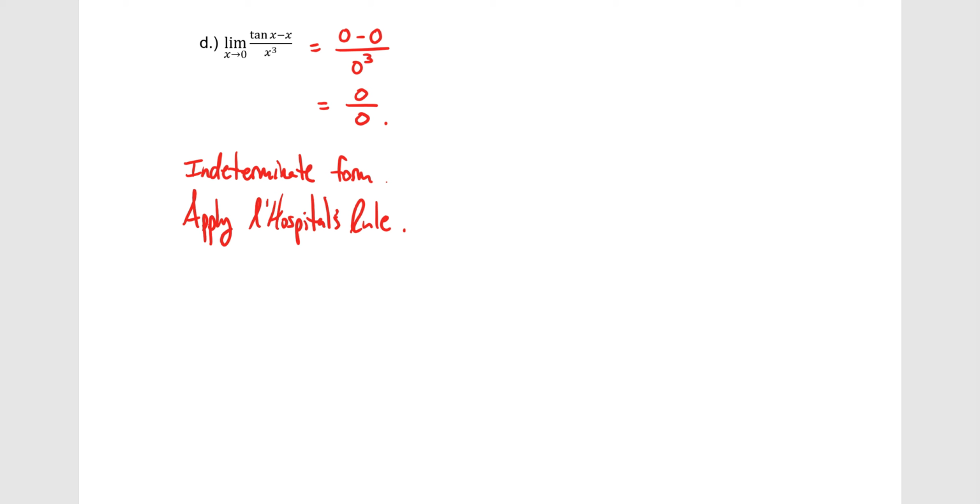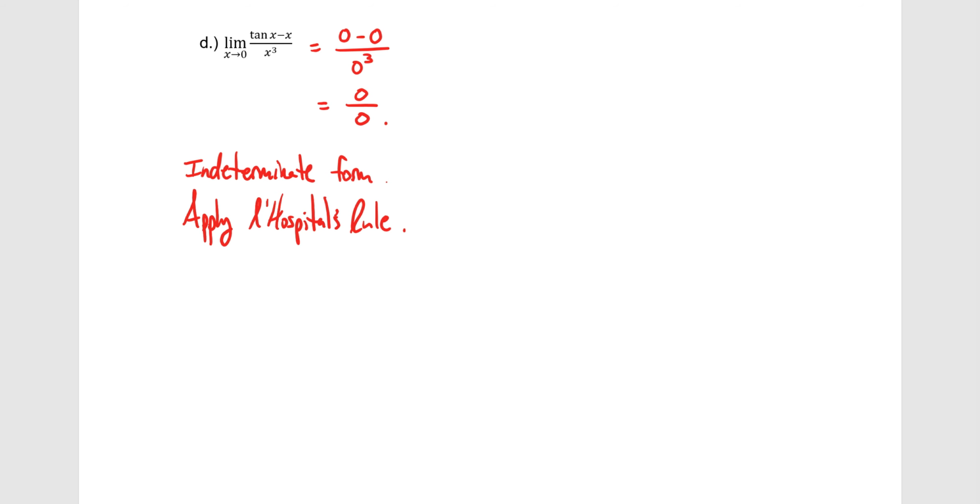Okay, so a few more examples here. We have the limit as x goes to 0 of tangent x minus x all over x cubed. And if we try to plug in 0, tangent of 0 is 0. So we'd get 0 minus 0 all over 0 cubed, which is obviously 0 over 0. So we get indeterminate form, apply L'Hopital's rule.